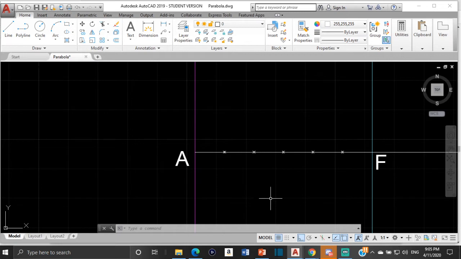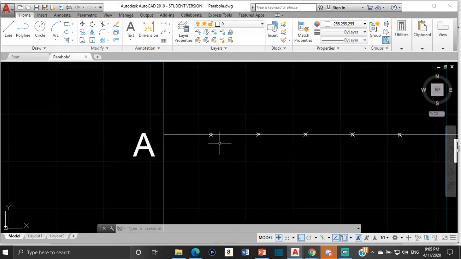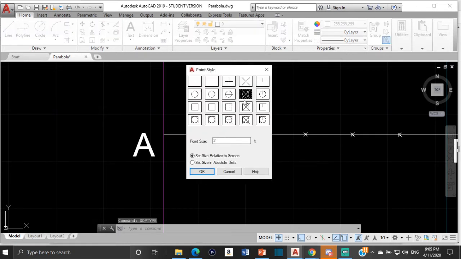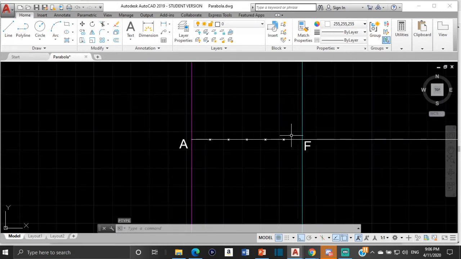If you type divide, enter 6, and click enter, and nothing happens, if these markers don't come up right here, just type DDPTYPE, and then you can select any one of these markers that you want to use to mark a line and what size you want them to be. I normally use this one, but you can use any one of them. Good. Now we have AF, and that is divided into 6 equal parts.